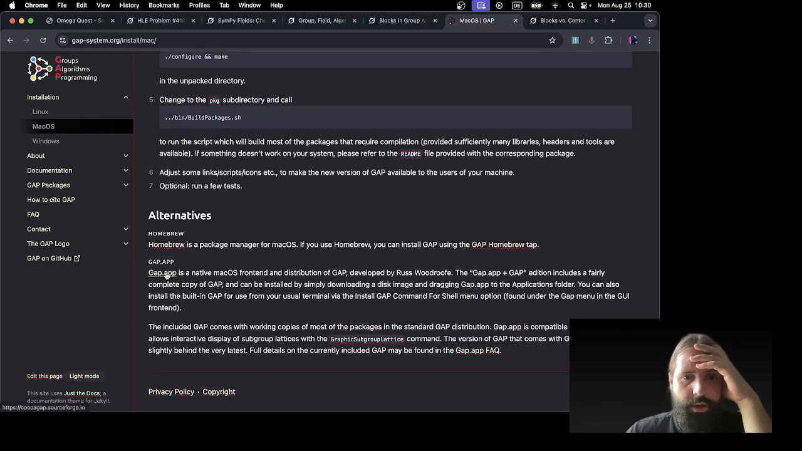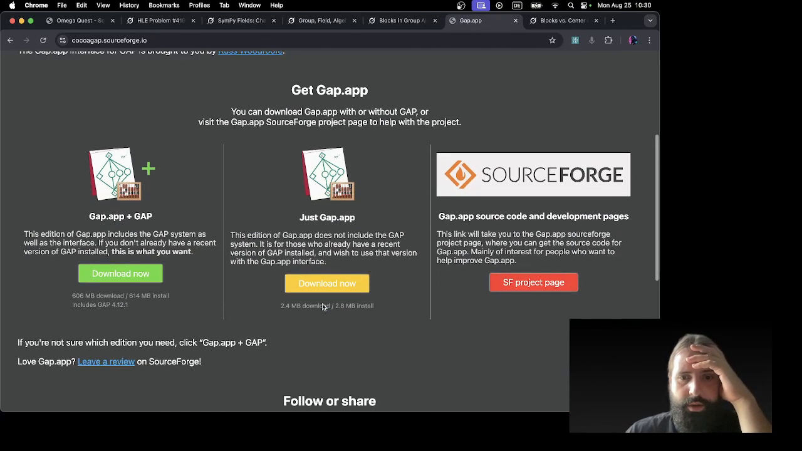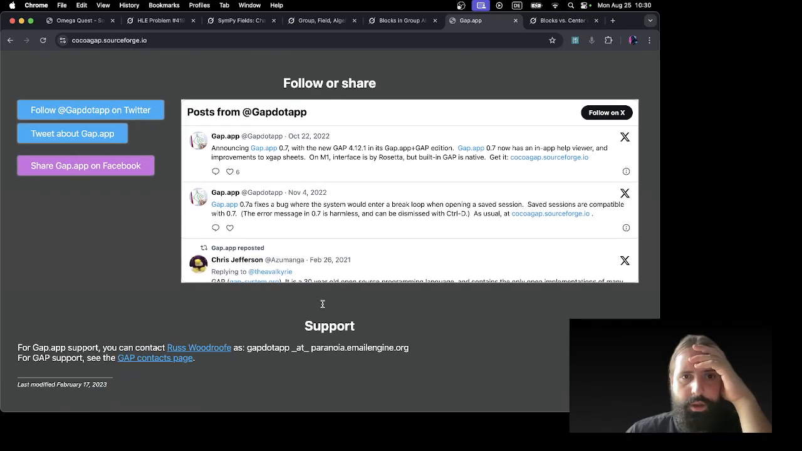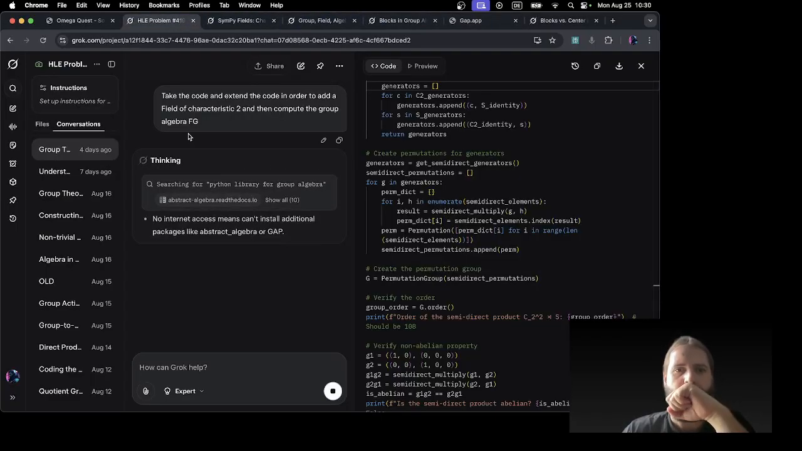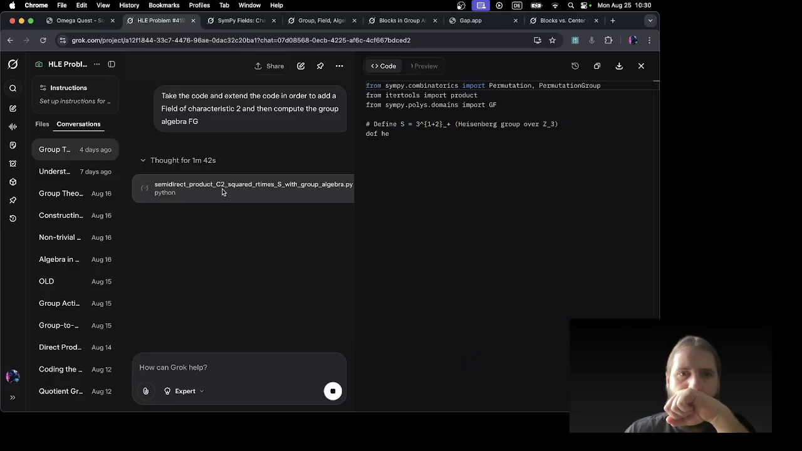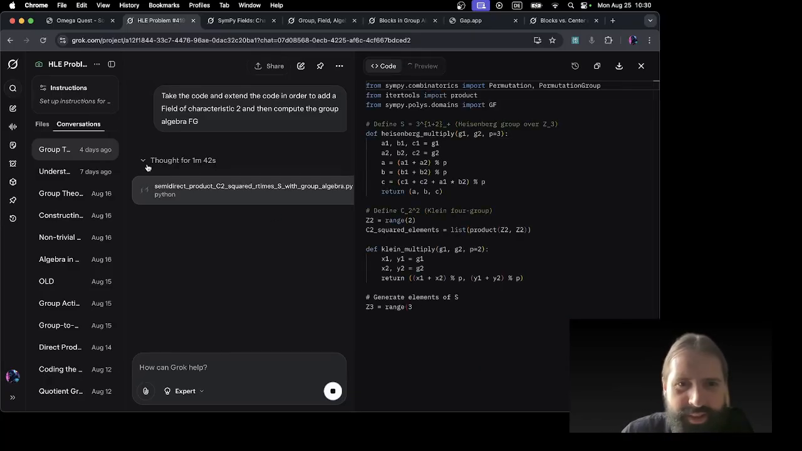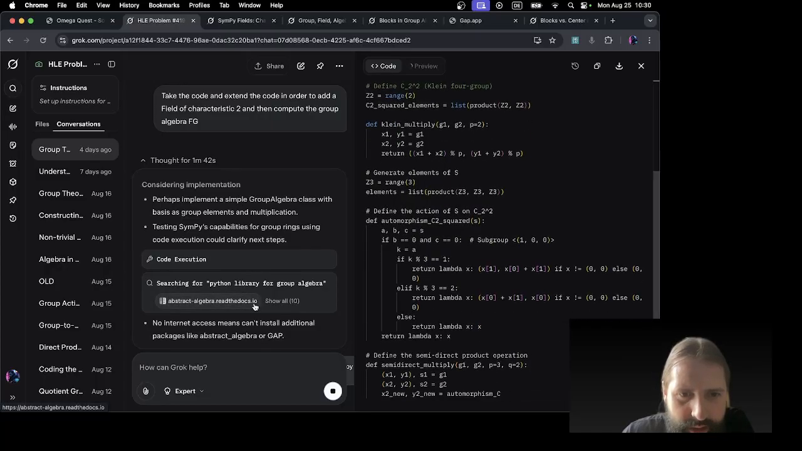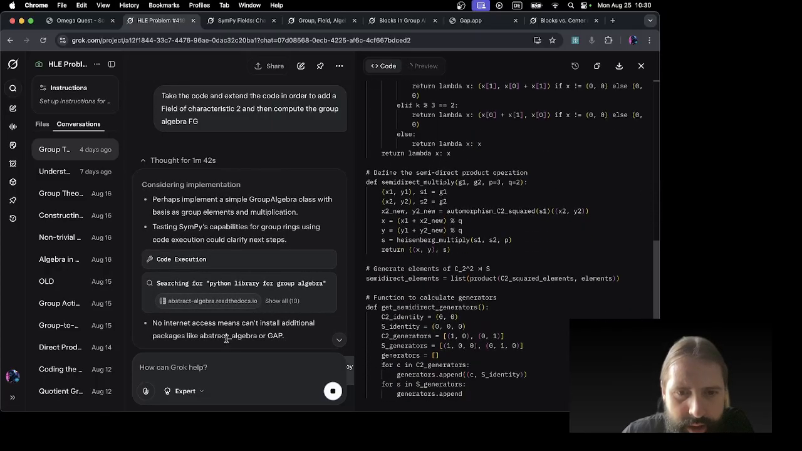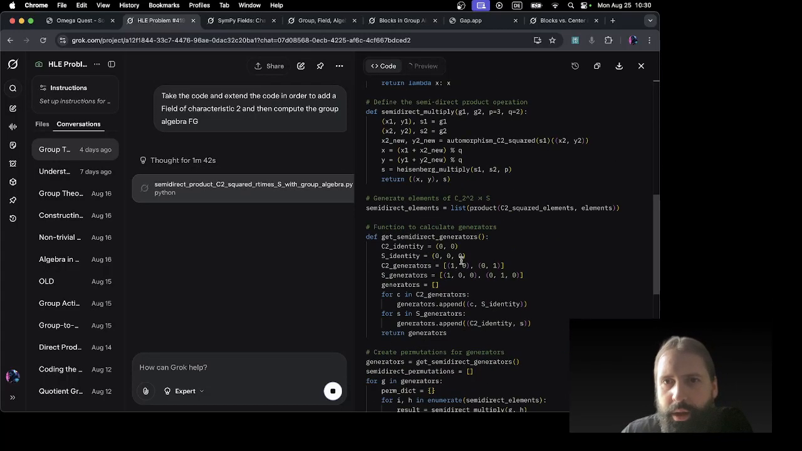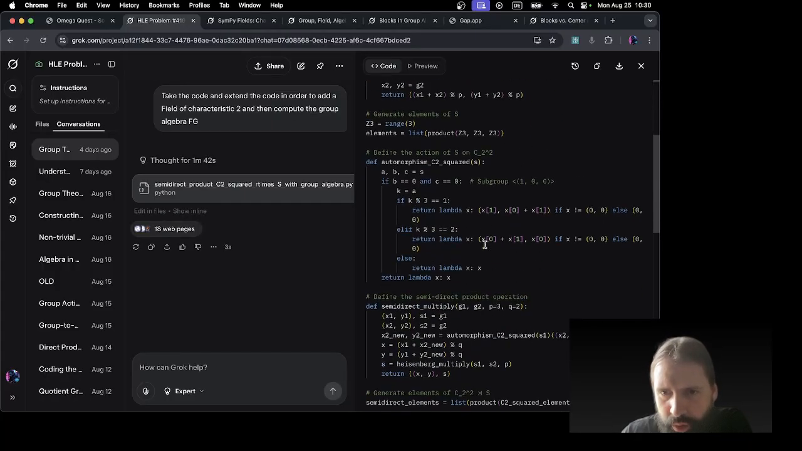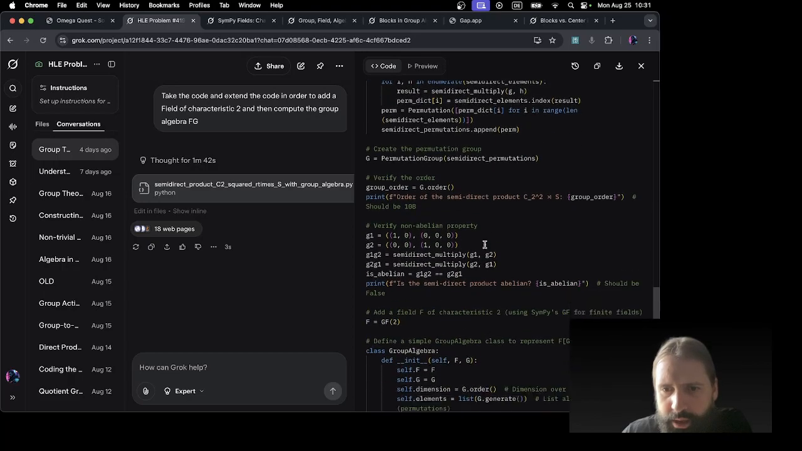Run a few tests. Okay, there's a front end. There's the GAP app, which is a front end for these. And I'm praying that Grok knows about it. Okay, I don't know. Okay, so I actually can't install GAP, or additional packages.